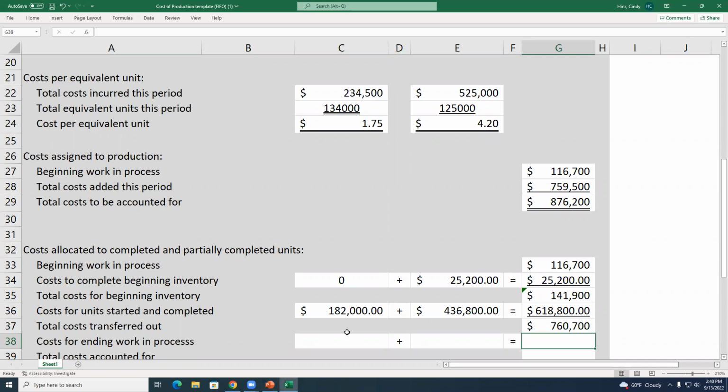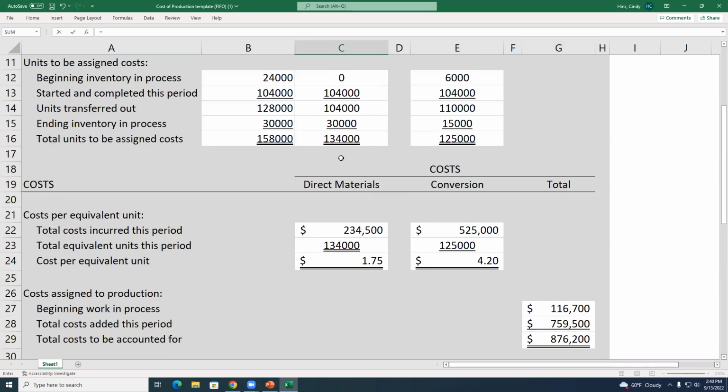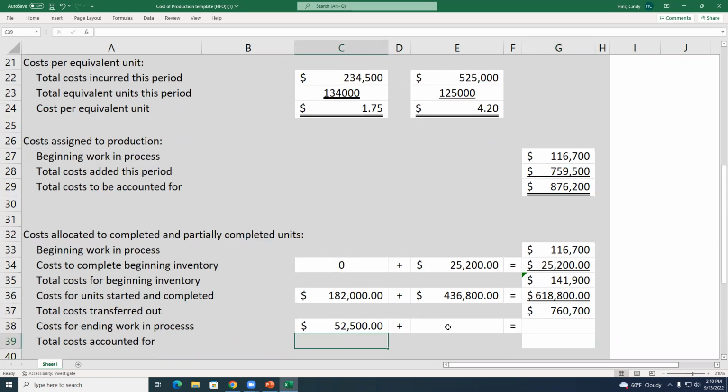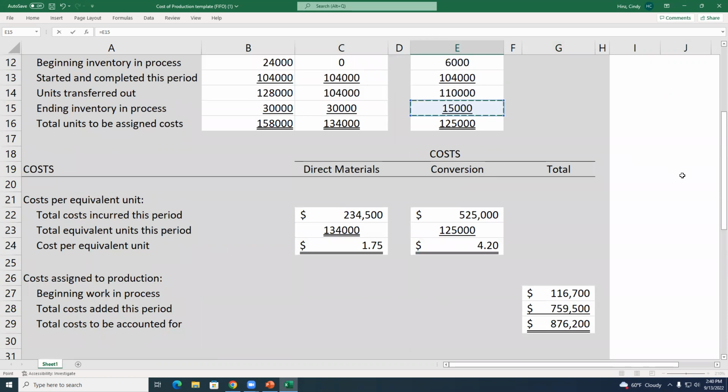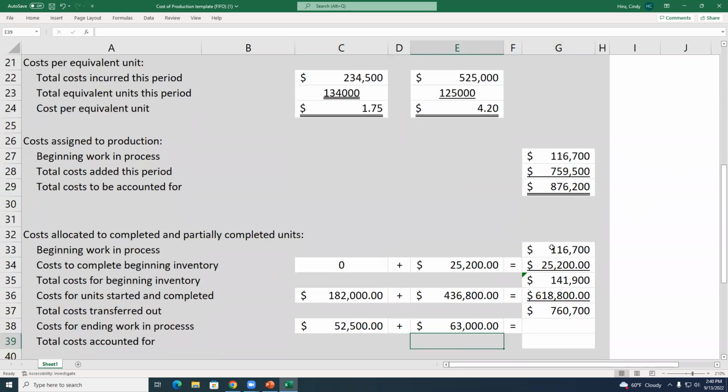And then our last step, we're going to follow that same process. This is for the ending work in process. We have 30,000 units of direct materials at $1.75 this month, and 15,000 units of conversion costs at $4.20. Add across, then add down to find our total costs for the month.